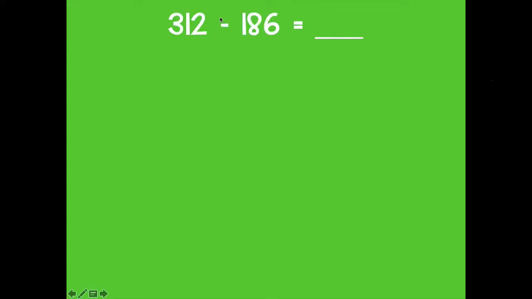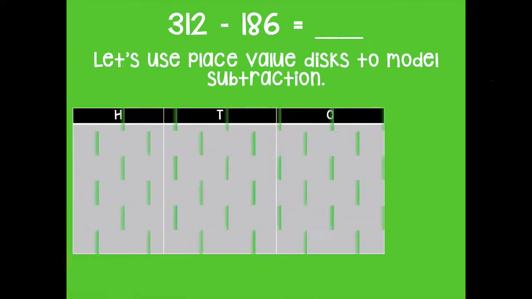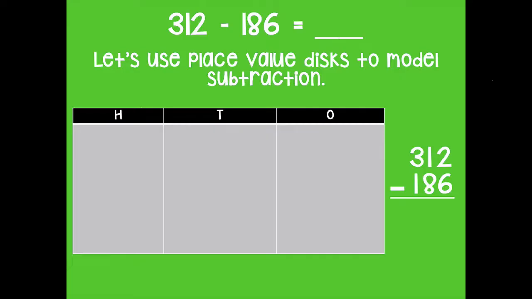All right, let's look at another one. So we have 312 minus 186. So again, we're going to use our place value just to model subtraction. Again, we rewrite it in vertical form as well. So now we need to model the largest number. You guys told me that before in the last problem. I remembered this time. Thanks for your help. So 3 hundreds, 1 ten, and 2 ones.